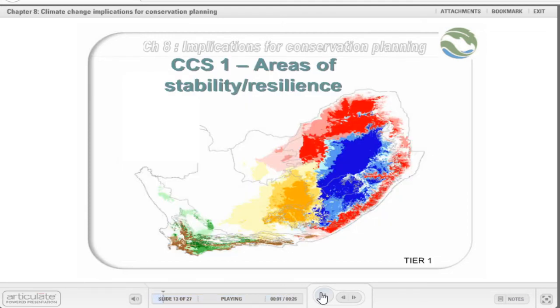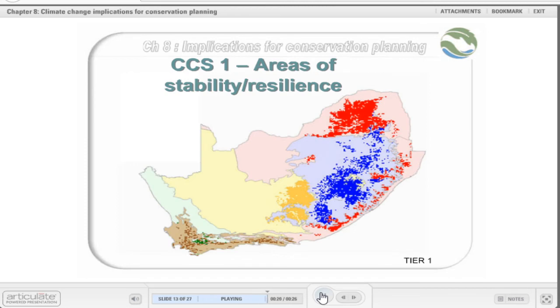Following on from the previous slide, this slide demonstrates the biomes and areas of highest stability in the biome under three scenarios of climate change. The darker areas are more stable under more scenarios. From these stable areas, areas of topographic diversity can then be selected, as demonstrated by the next map. These areas can then be fed, along with other data, into a conservation plan.